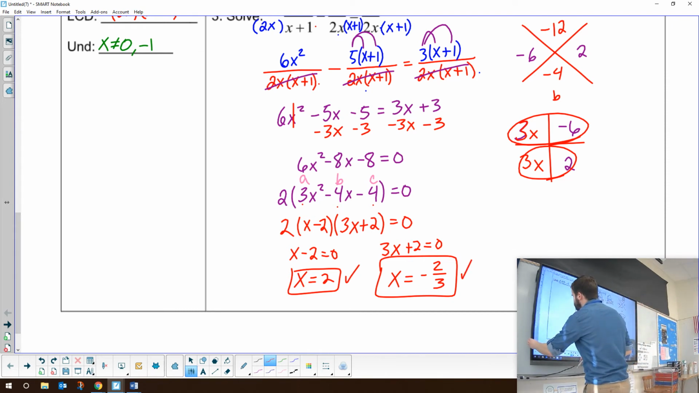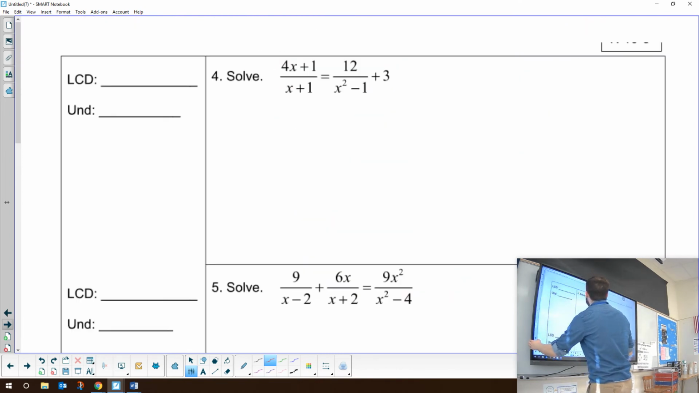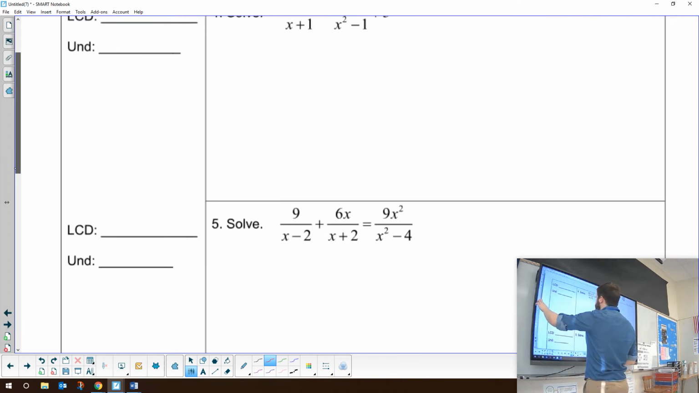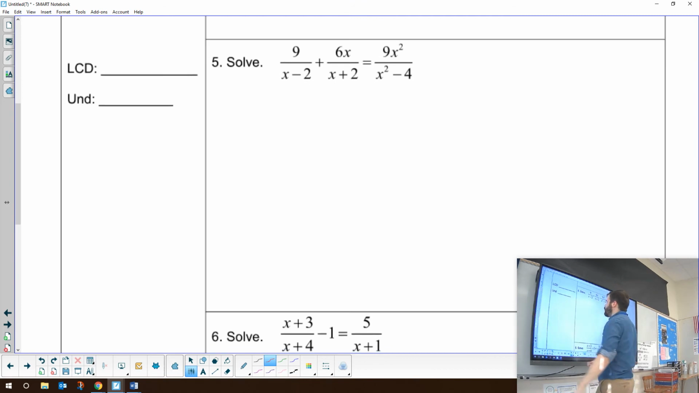Okay, let's turn the page. We're actually going to skip number 4 and move on to number 5. If you want to see number 4 worked out, it is in the notes that's on Canvas, okay? So go check that out. All right, so now number 5.